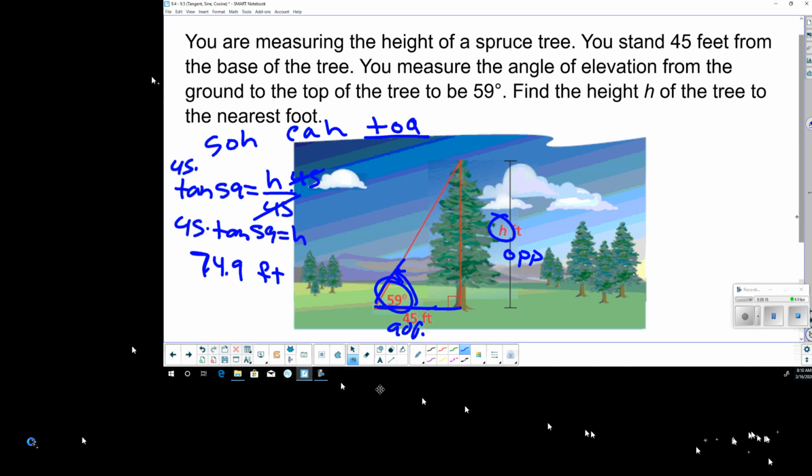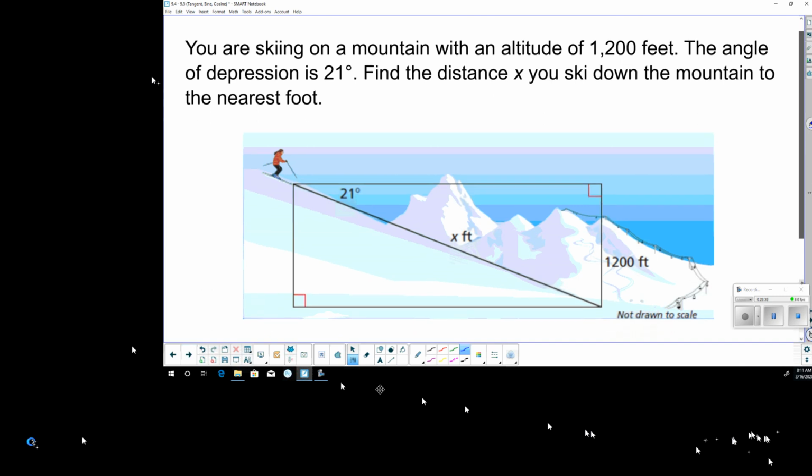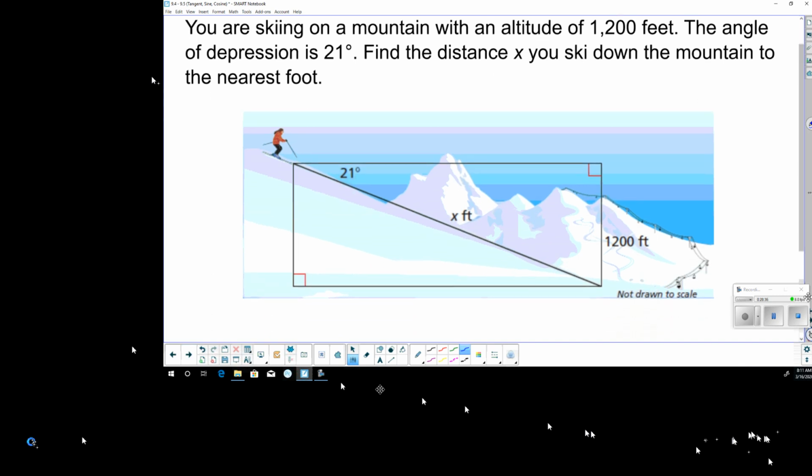Okay, let's do one last problem. Actually, what I want to do is pause this, or you can pause this first. You have the drawing up there. You pause this, and I want you to try it, and then you can play it again and check your answer with what I get. It says you're skiing on a mountain with an altitude of 1,200 feet. It's labeled here, the altitude is right there. It's 1,200 feet. The angle of depression is 21 degrees.